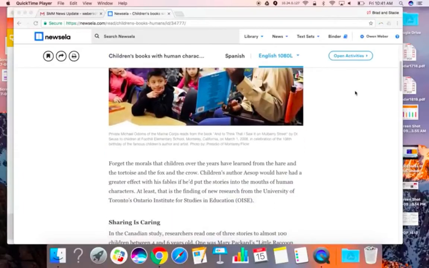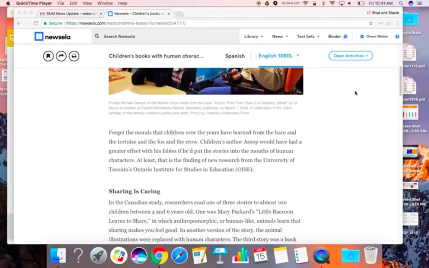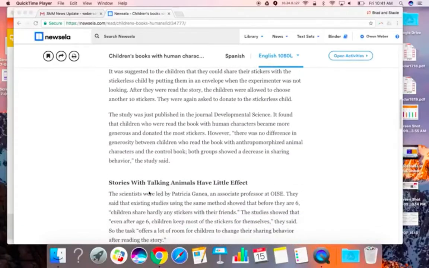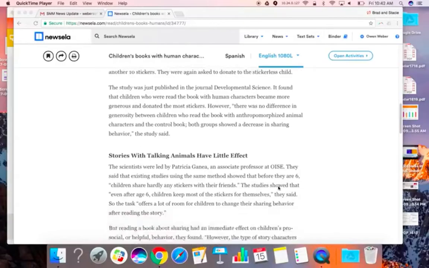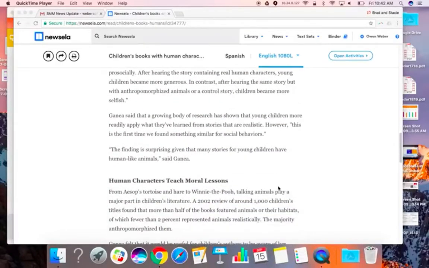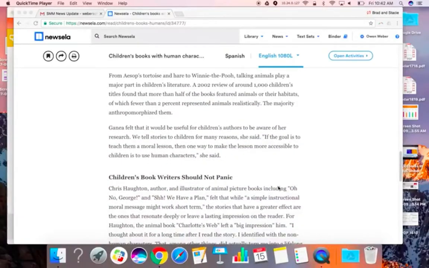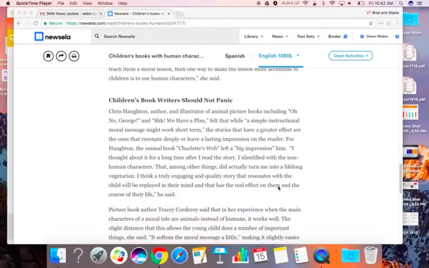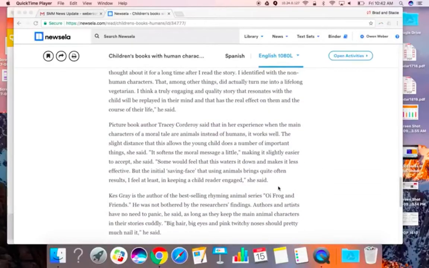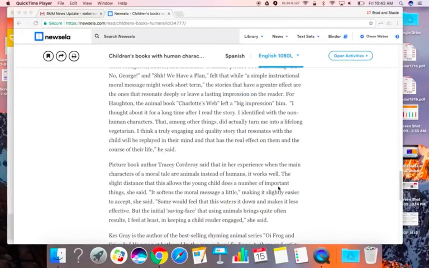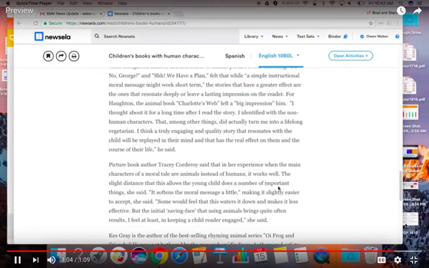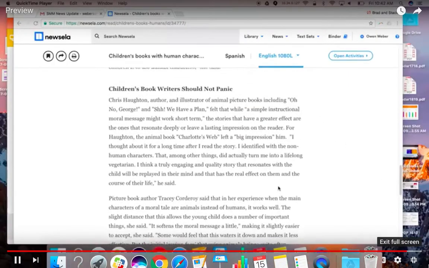I'm going to look down at the subheadings. Sharing is caring. Stories with talking animals have little effect. Human characters teach moral lessons. Children's book writers should not panic. It seems that this is going to be about how children's books with human characters are impacting children.